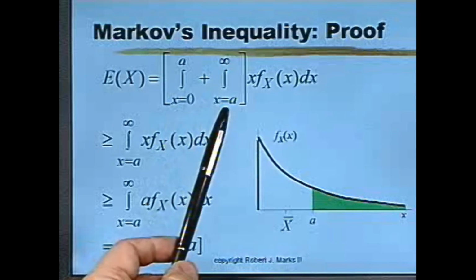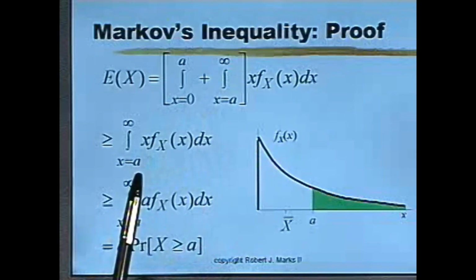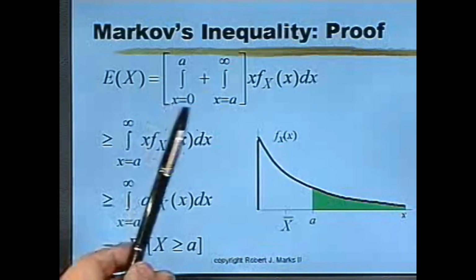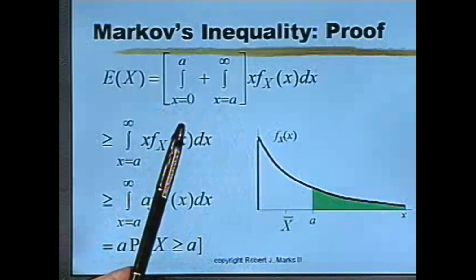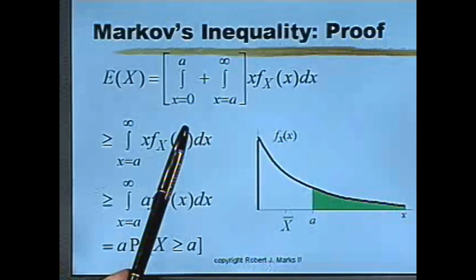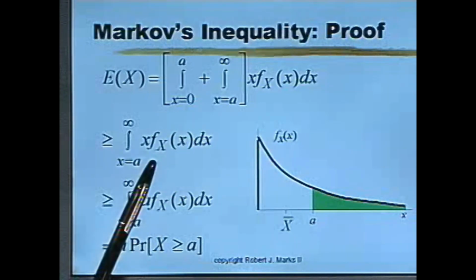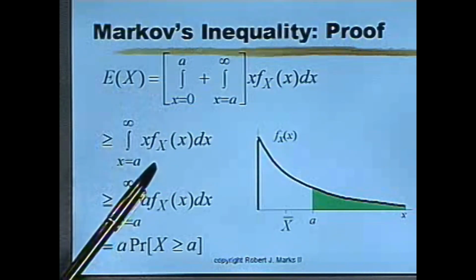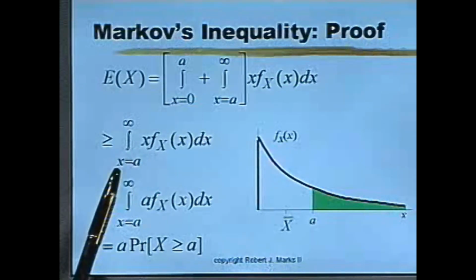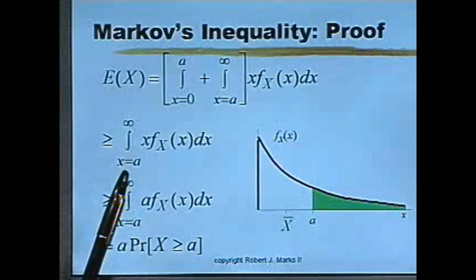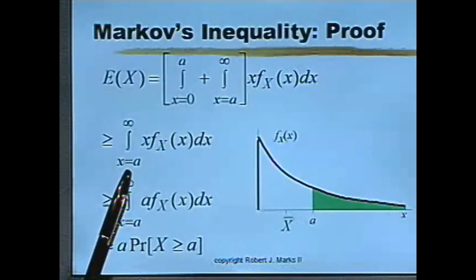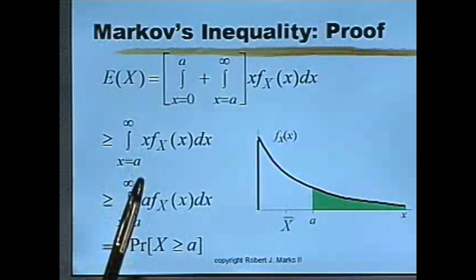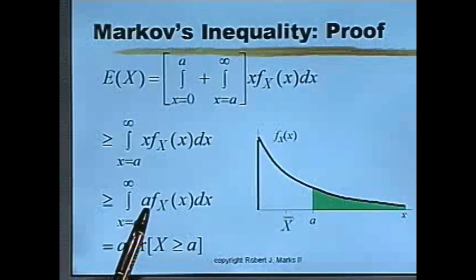In other words, I'm just going to keep this second component, x equal to a to infinity, and I'm going to throw away this first component, 0 to a. I'm going to get a number which is less than or equal to the original because I've thrown away something which is non-negative, right? So therefore, I get something which is smaller than the expected value of x. Well, in this interval, x equal to a to infinity, something interesting: x is always greater than a, right? So instead of x here, I put a. I'm going to get something which continues the inequality.